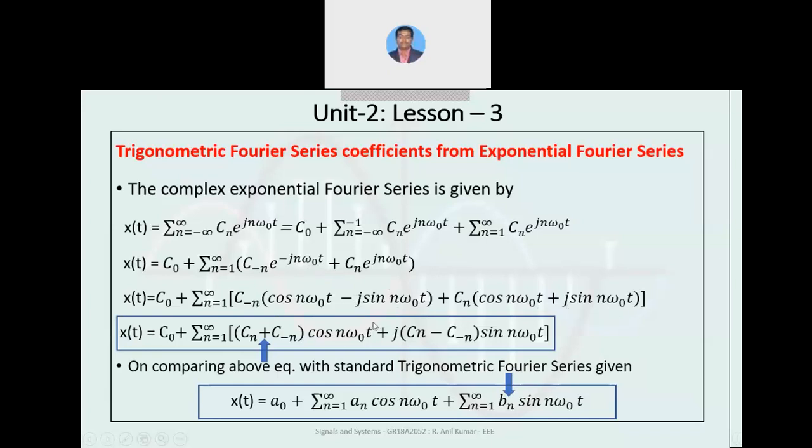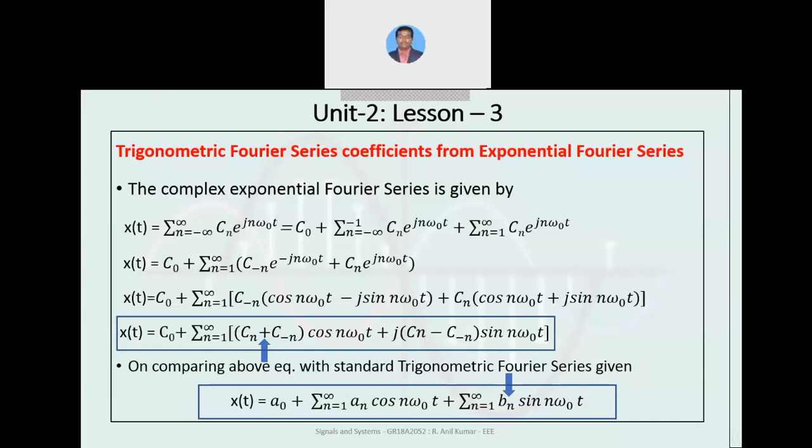Next, taking a common of the cos n terms, we get c suffix n plus c suffix minus n, and for the sine terms separately, it must be c suffix n. It was typed mistakenly, so consider this as c suffix n minus c suffix minus n.